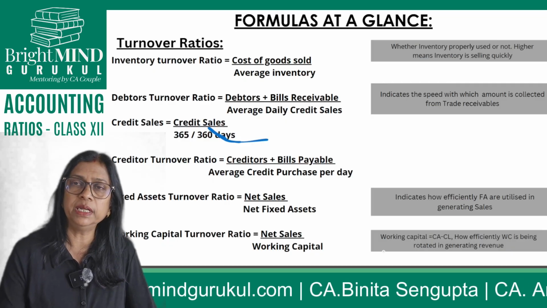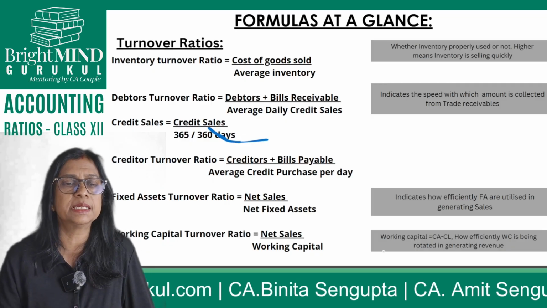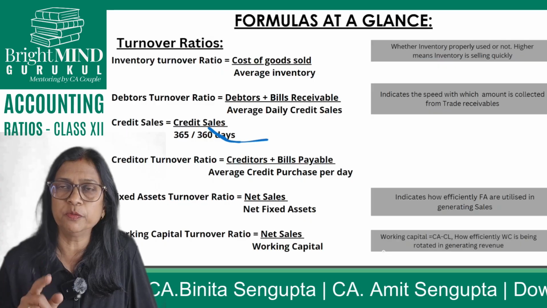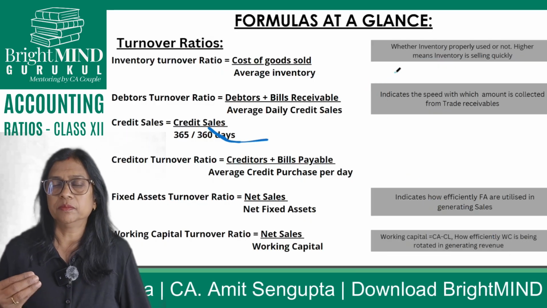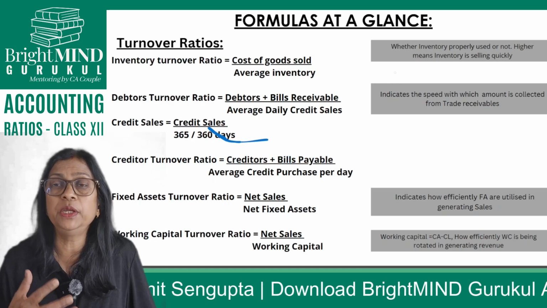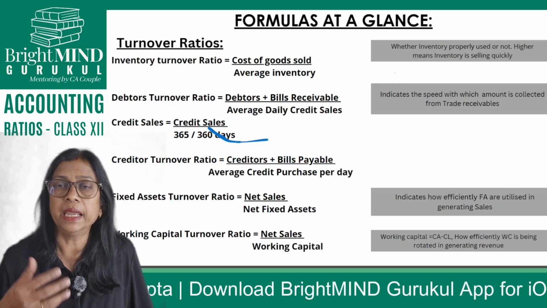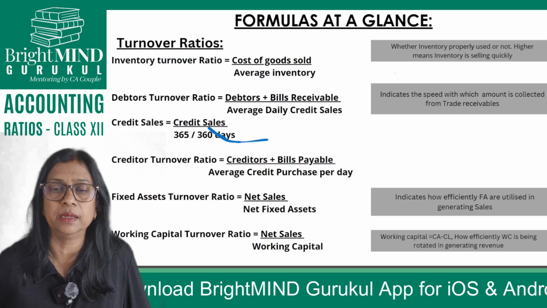Now comes the turnover ratio. These are also very famous. This is inventory turnover, which means cost of goods sold divided by average inventory. It shows whether the inventory is properly used or not. Higher means inventory is selling quickly.